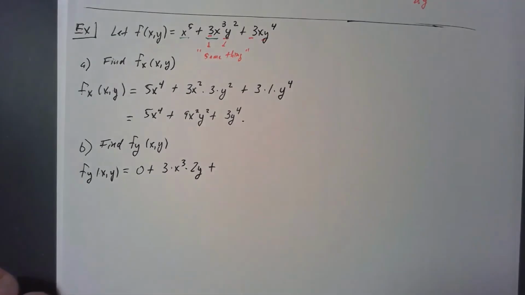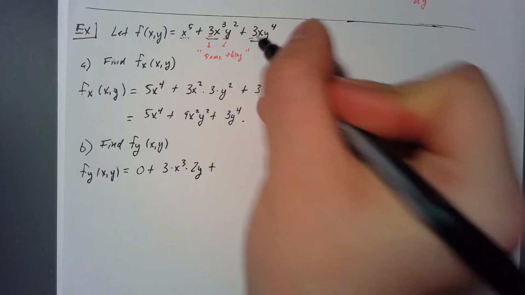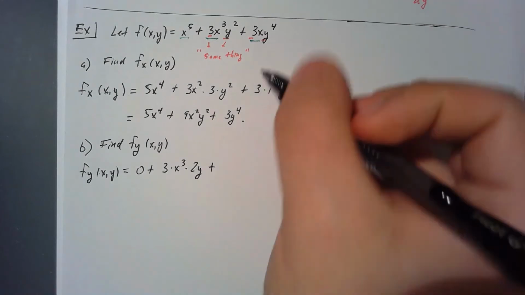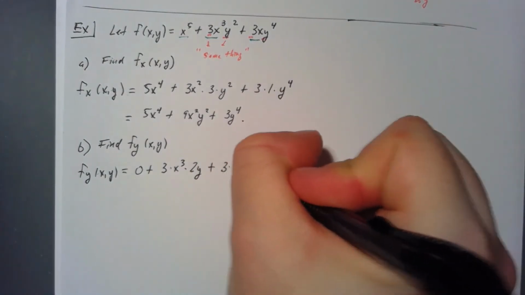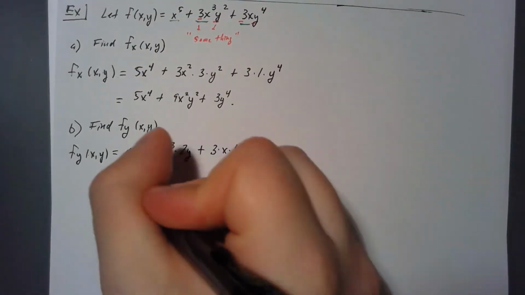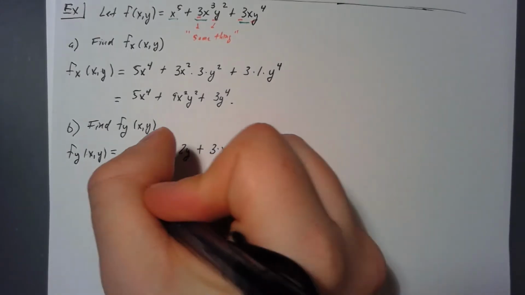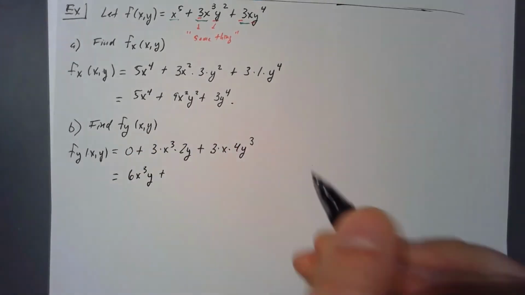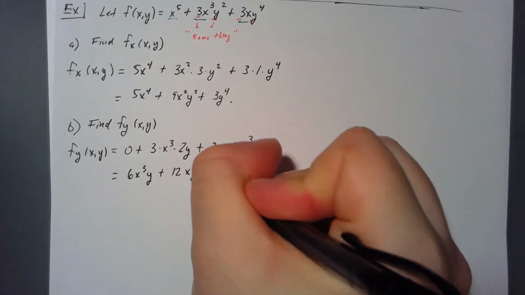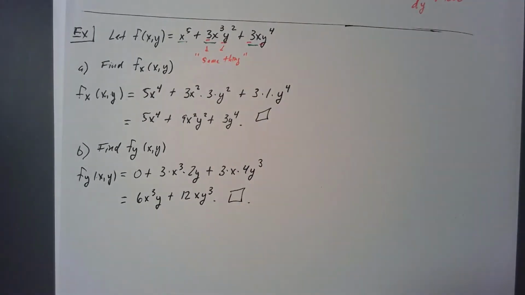Plus, now here, since I'm taking the derivative of y, these are going to be considered the constant terms. And the derivative of y to the fourth is just 4y cubed. So I have 3 times x times 4y cubed. So now when I clean that up, this is going to be 6x cubed y plus 12xy cubed. So those are the partial derivatives of those functions.